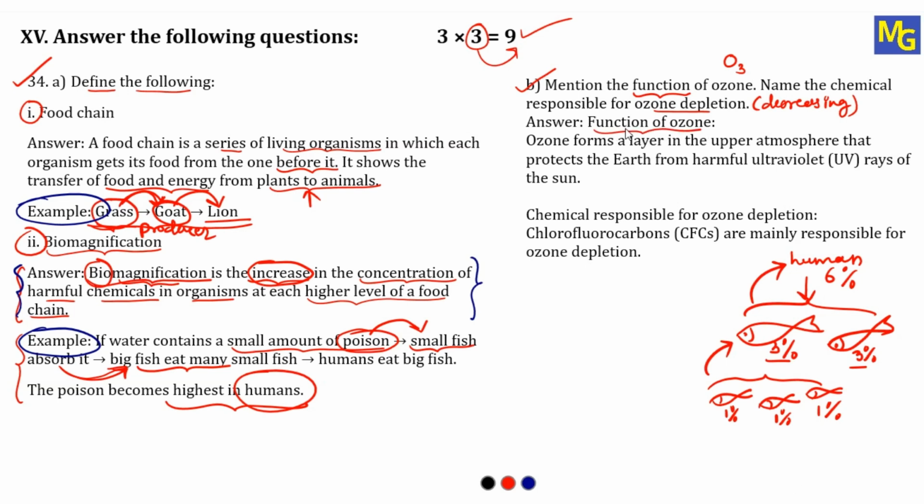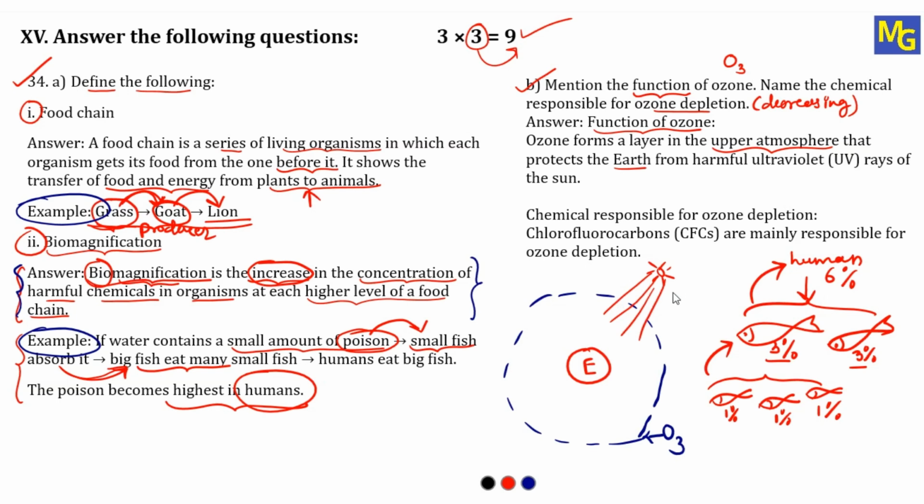Function of ozone, we will see first. Ozone forms a layer in the upper atmosphere that protects the earth. So imagine if this is the earth, so somewhere here in the upper atmosphere we can see the layer of ozone. So imagine this blue color is the layer of ozone. Now if there is a sun here, from sun we can see many types of electromagnetic radiations coming from the sun. In this radiation we have infrared, I'll write it here, infrared or IR content. There are UV radiations, radio waves, then we have microwave waves, etc.